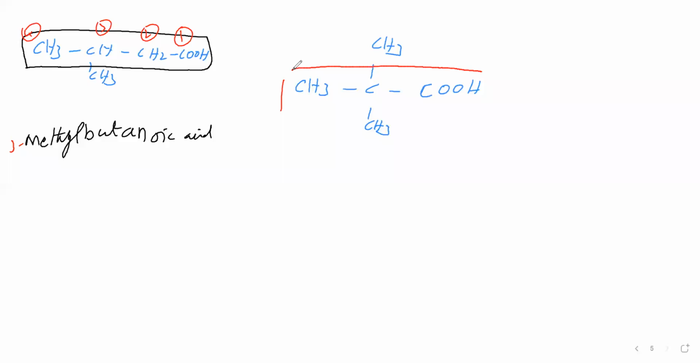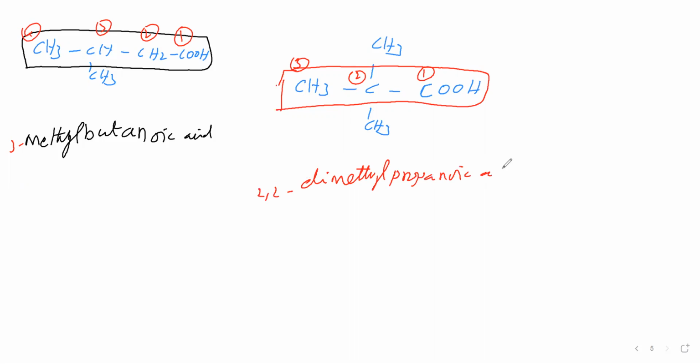Here parent chain is this one. Parent chain we will give numbering, here 1, here 2, here 3. So this methyl and this methyl branch, 2 methyl groups are there. Therefore, we will say dimethyl. This methyl present at second carbon, this methyl also present at second carbon. Therefore, 2, 2. Like this we will write. Then propanoic acid we will write.